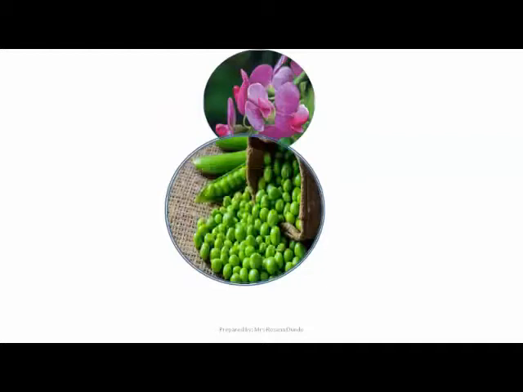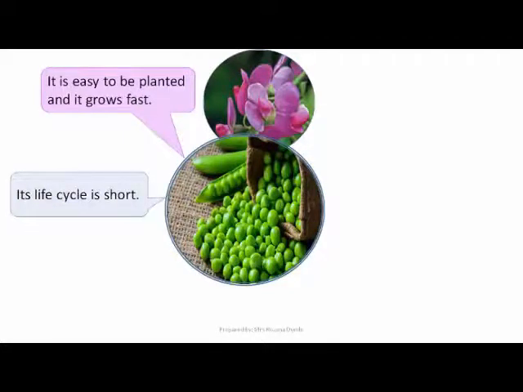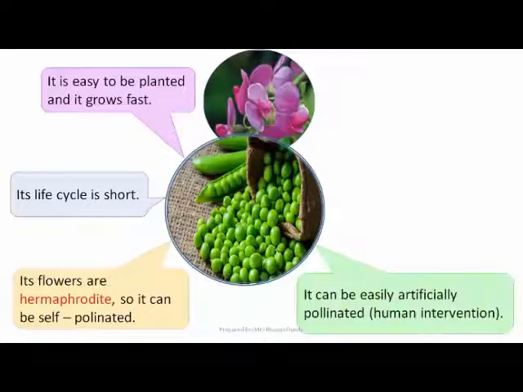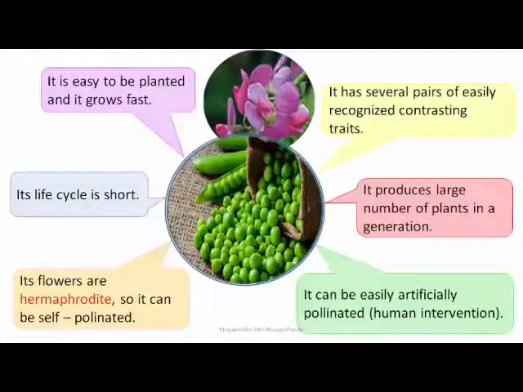Why did Mendel choose a pea plant? Mendel chose a pea plant because it is easy to be planted and it grows fast. Its life cycle is short. Its flowers are hermaphrodite, so it can be self-pollinated. It can be easily artificially pollinated through human intervention. It produces large number of plants in a generation. It has several pairs of easily recognized contrasting traits.